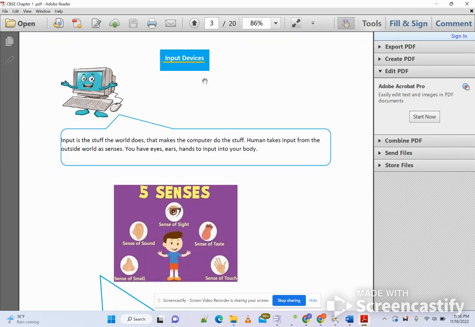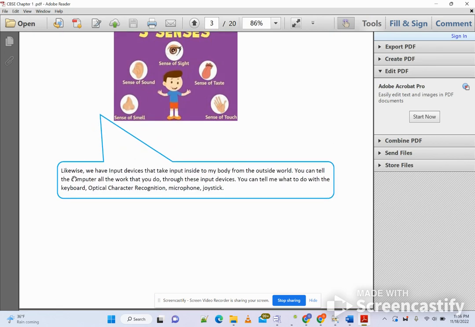Input devices. Input is the stuff the world does that makes the computer do stuff. Humans take input from the outside world through senses. You have eyes, ears, and hands to input into your body. Likewise, we have input devices that take input from the outside world into my body. You can tell the computer all the work that you do through these input devices.